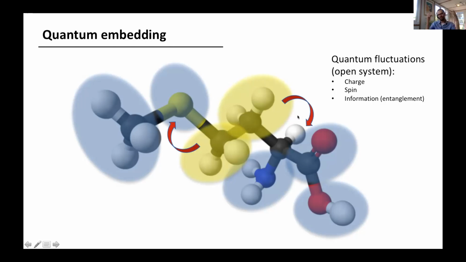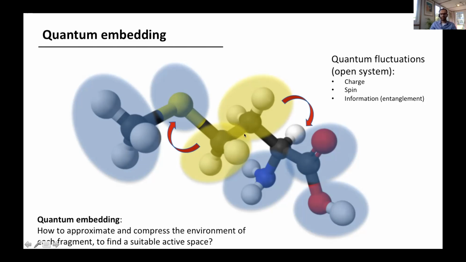And from a more physics-speak perspective, we're talking about charge and spin fluctuations. We're talking about quantum entanglement, quantum information. But in a CI-type picture, we're just saying that there are going to be many Slater determinants which have some degree of overlap with these states, but are not fully orbital localized within these fragments themselves. So we have to treat them as open quantum systems.